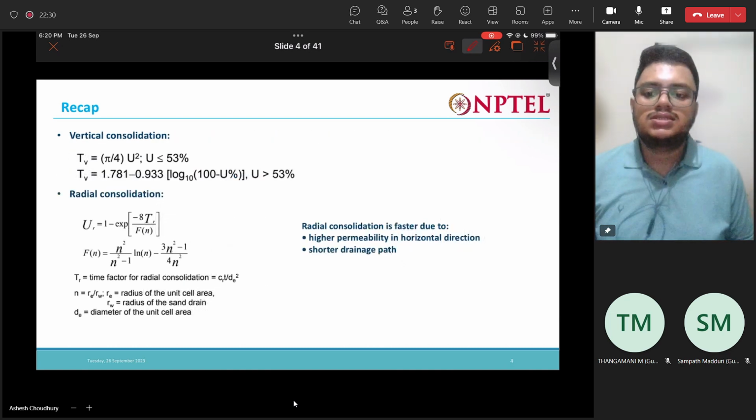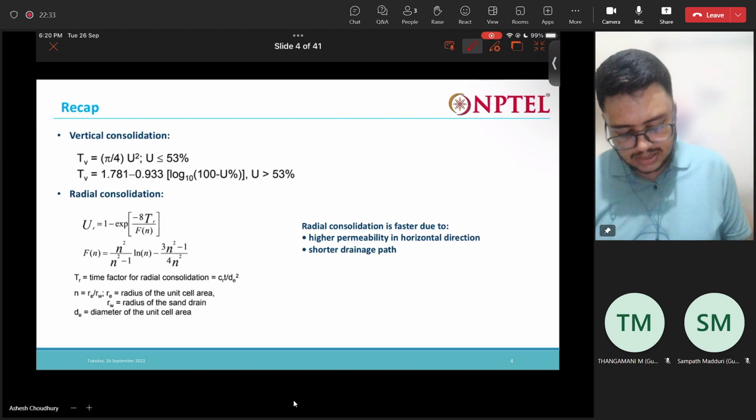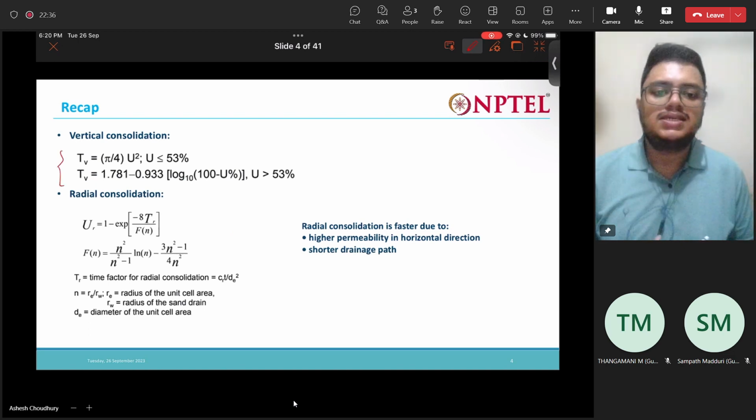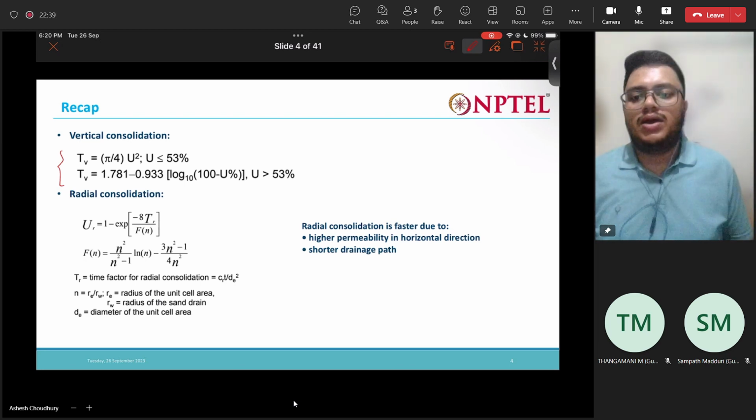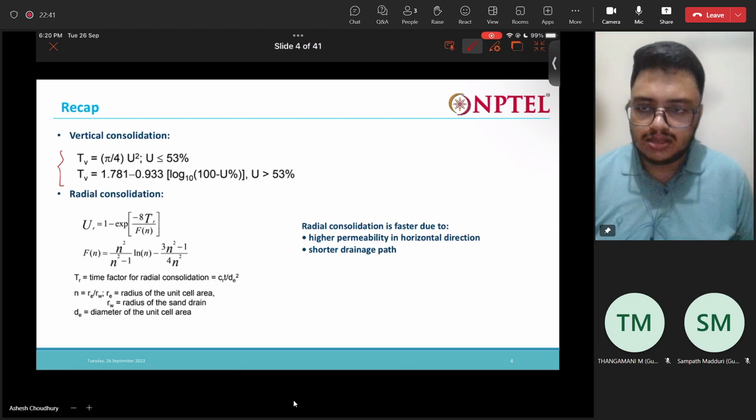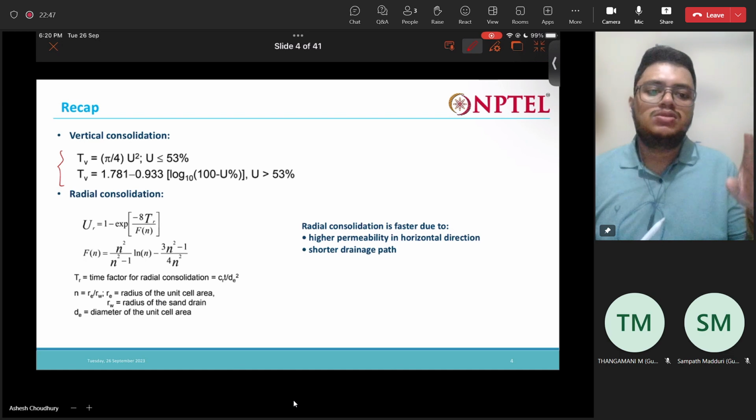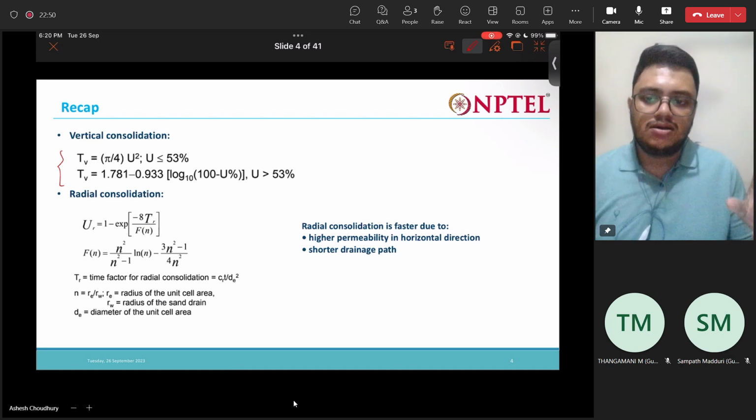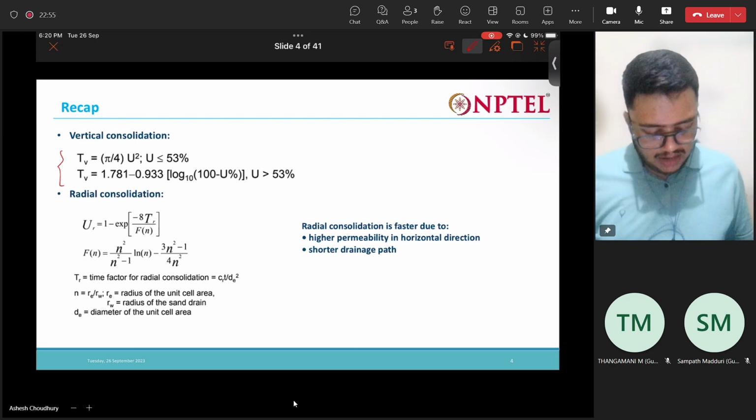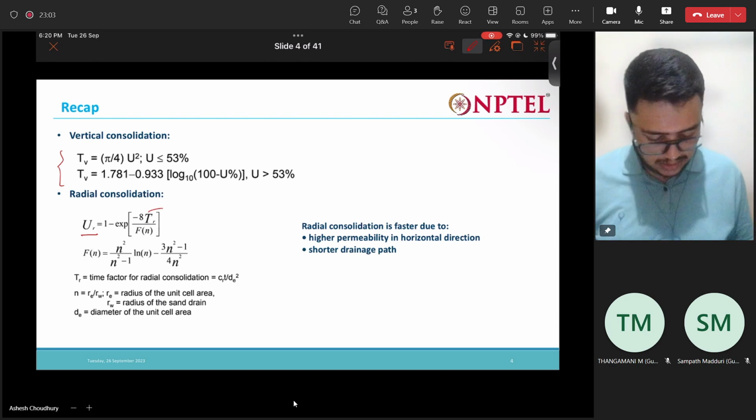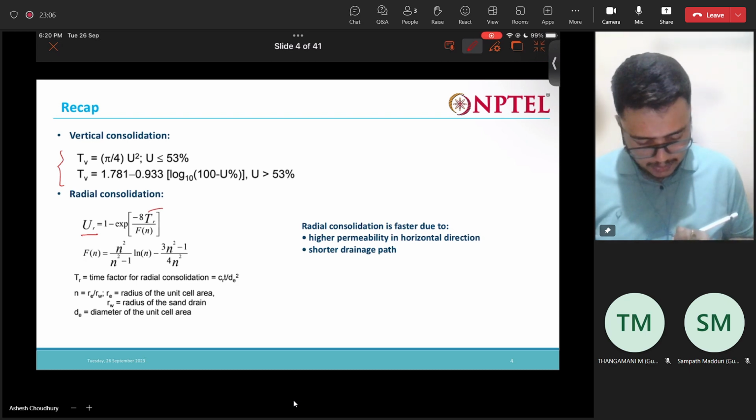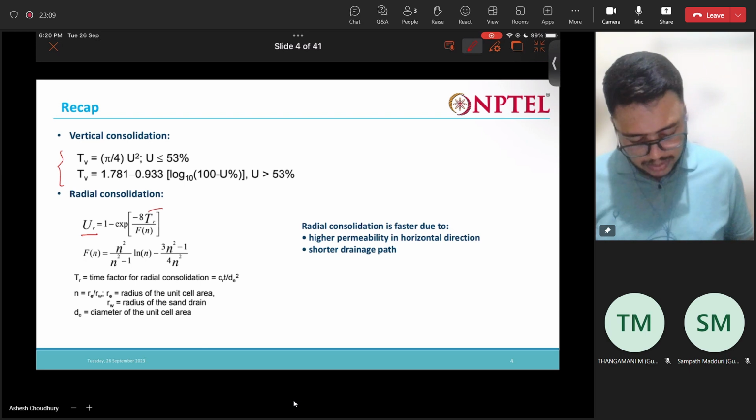These equations, at least the first ones, are very common to us. We have seen them in the basic soil mechanics courses, where for vertical consolidation the relation between the time factor Tv in the vertical direction and the degree of consolidation Uv is given. And for radial consolidation, Ur is related to Tr, the same time factor in the radial direction, which is given by this expression.